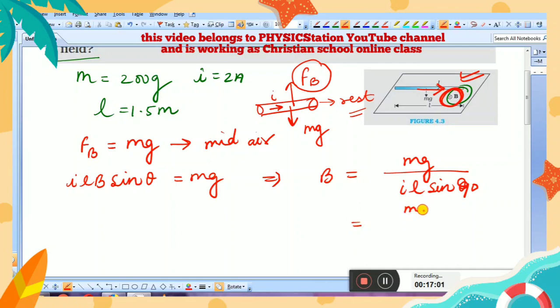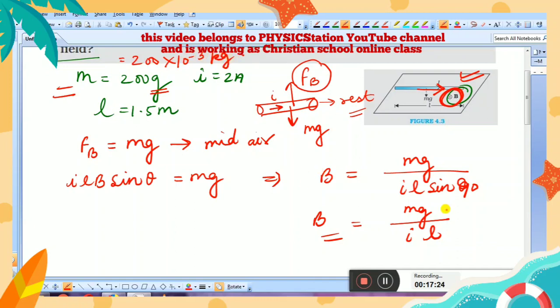Sin 90 will give us 1, and the formula will be B is equal to mg upon IL. Now m is already given, but it is given in gram. You have to convert it into kilogram first. How can you convert? You can write 200 into 10 to the power minus 3 kg.